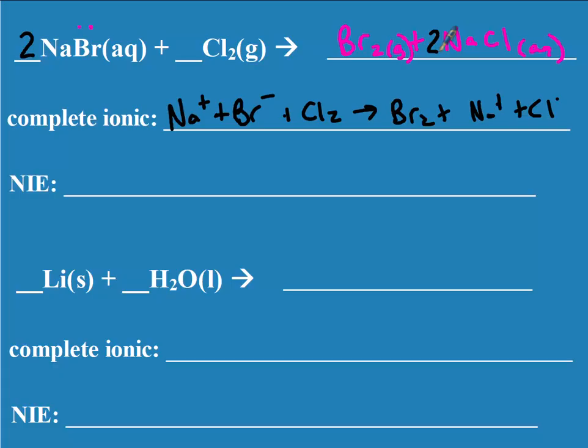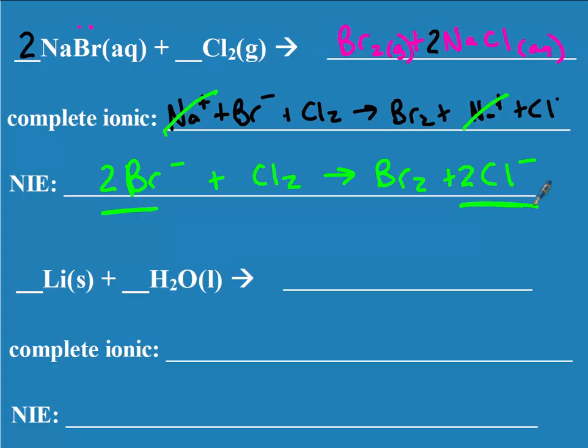So looking down at our net ionic, our spectators would just be sodium. And then we need to balance, so we need 2 chlorines and we need 2 bromines. Notice we've got a -2 on the left and a -2 on the right, so we have equal charges on both sides and equal atoms.